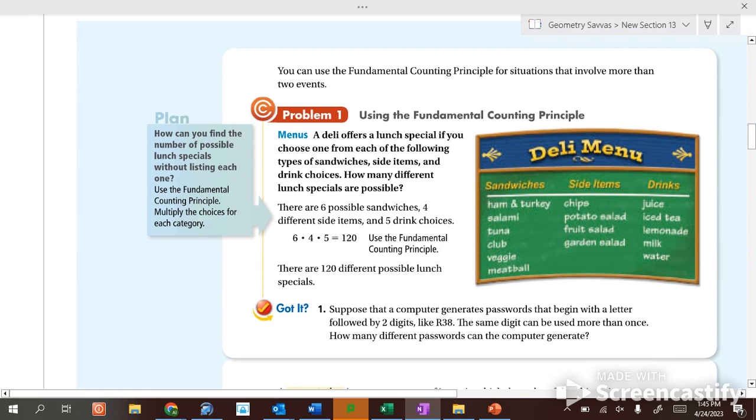Well, what if you have this situation where you have 6 different sandwiches?